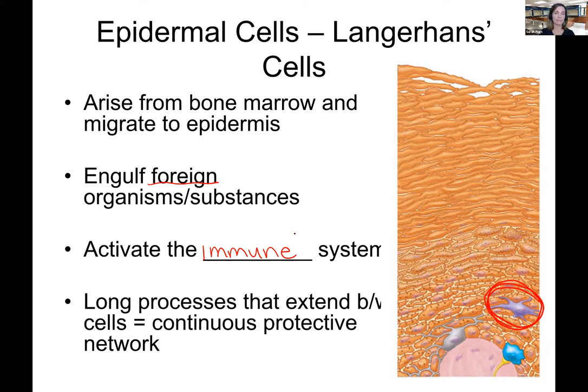Now, one thing that makes Langerhans cells so great in your skin is that they have these really long branchy processes that kind of snake in between all these keratinocytes. So if you have something moving in between your keratinocytes, a Langerhans cell will pick it up and gobble it up. They'll recognize it as foreign.